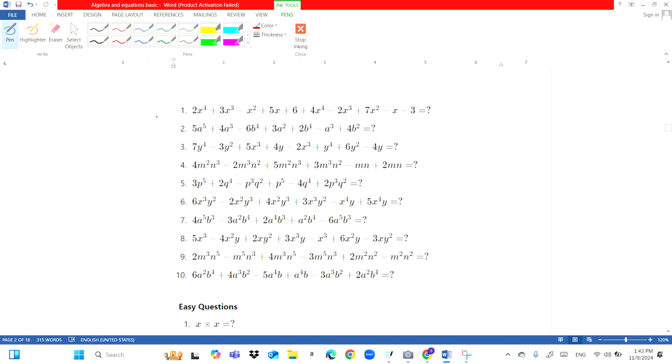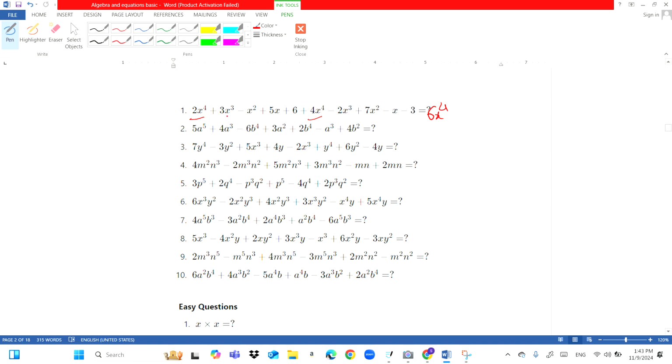Now if you look at here, we have different terms here. Now if I start adding this number one, how am I going to do it? We have 2x power 4. So I'm going to find out where do I have another x power 4. In these two cases we have x power 4. So 2 plus 4, we are going to have what? We are going to have 6x power 4. Now we are done with this.